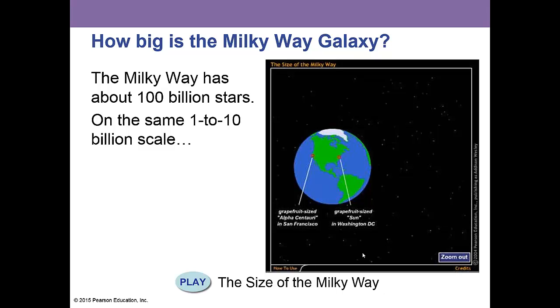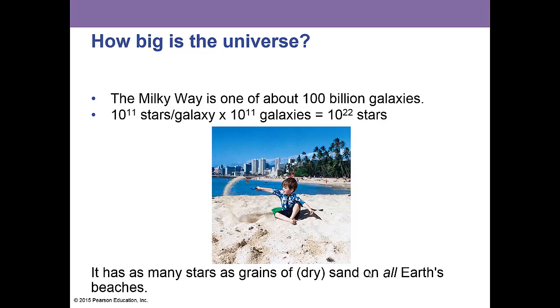Well, how big is our galaxy, the Milky Way? The Milky Way has about 100 to 200 billion stars. You know, we get grad students to count that kind of thing. That's a joke. On the scale of 1 to 10 billion scale, how big is the universe? Well, the Milky Way is one of about 100 billion galaxies. And again, we get grad students to count those too.